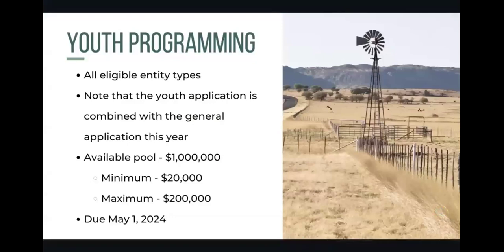All right, youth programming. So all eligible entity types: 501c3s, tribes or instrumentalities, educational institutions, and CDFIs are able to apply for our youth programming. We do have some grantees that apply for our general funding and also apply for our youth programming. Occupton, a CDFI, is one of those organizations that received both the general funding and then also put in an application for youth programming. The youth application is combined with a general application this year.